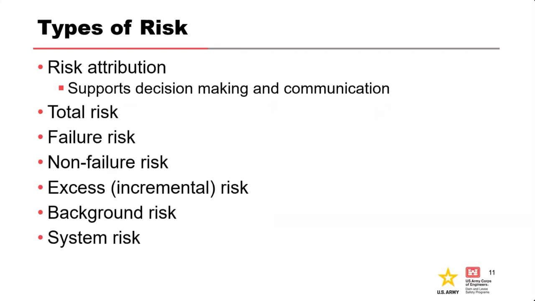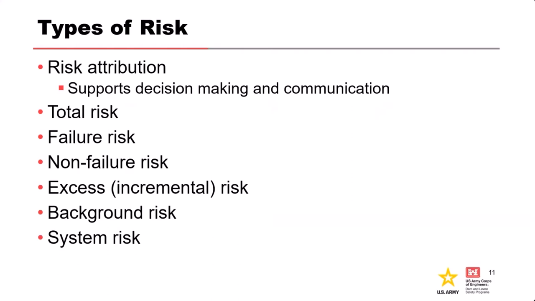Types of risks. These are the main types that we in the Corps calculate and look at in our safety programs. The reason we do this is because different types of risk lead to different risk metrics that inform different types of decisions and support how we talk about and communicate risk. The first one is the total risk, which is basically the aggregate of all the sources of risk. If we're talking about total risk for a dam, we're talking about all the ways the population downstream could be flooded.